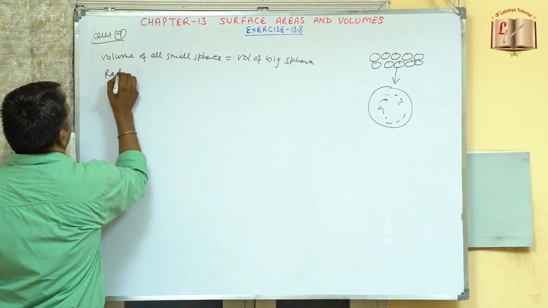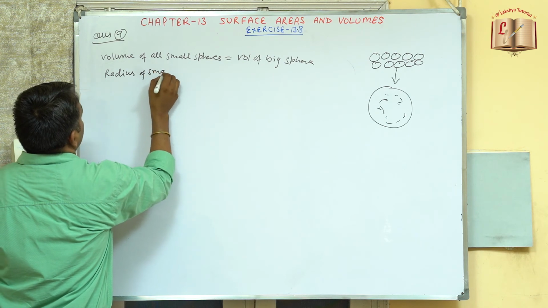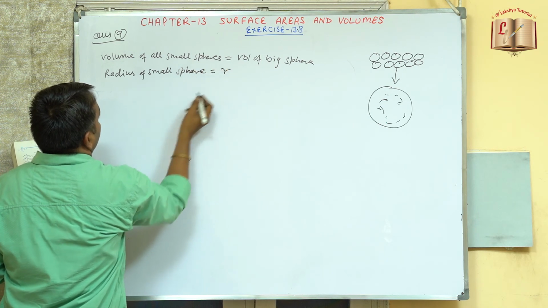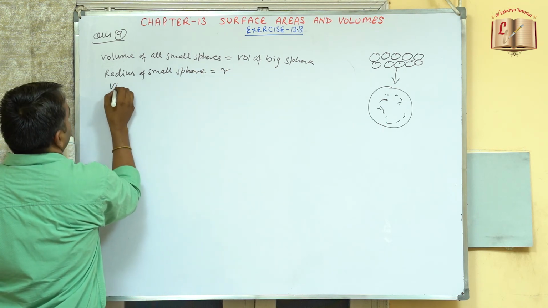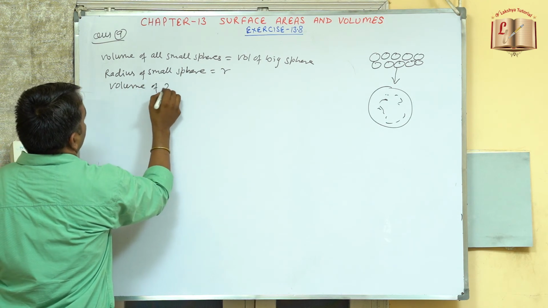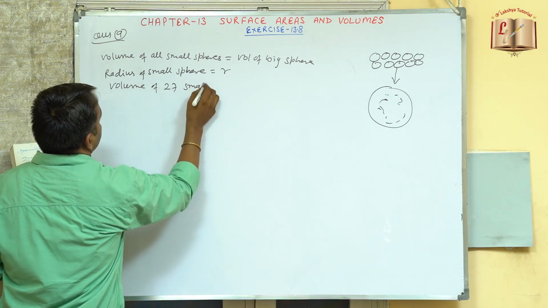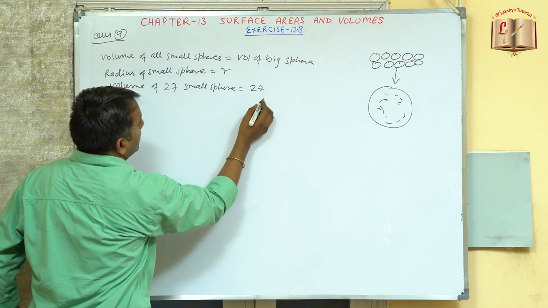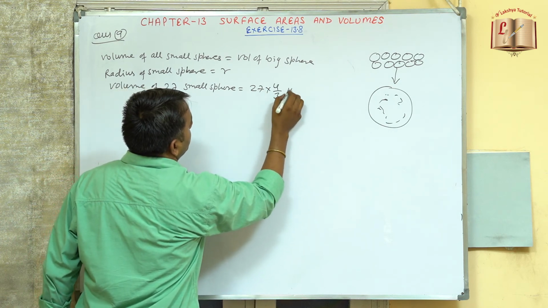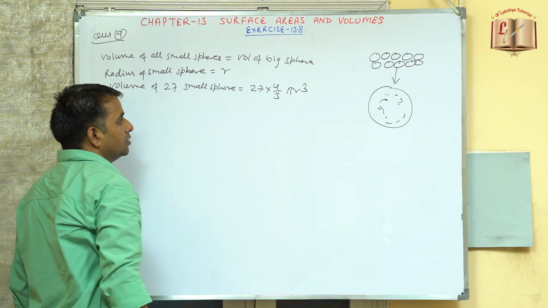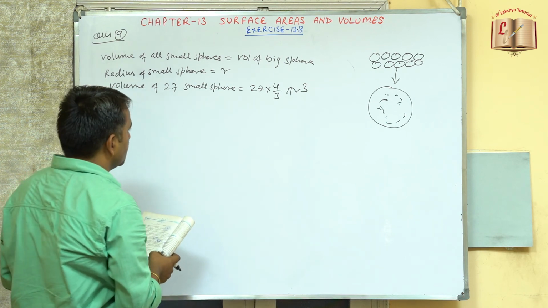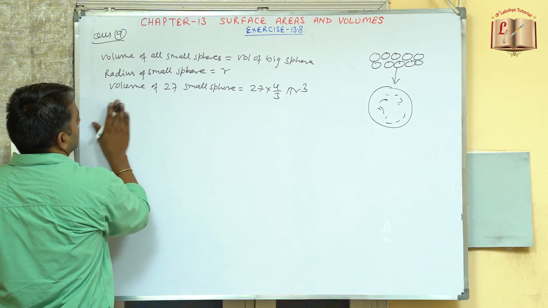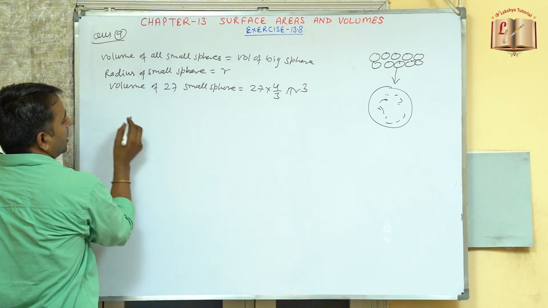So now the radius of the small spheres is given as small r. So we can find out the volume of 27 small spheres. This will be equal to 27 into 4 by 3 pi r cube. So this is the volume of 27 spheres. Now this volume is equal to the volume of the bigger one.